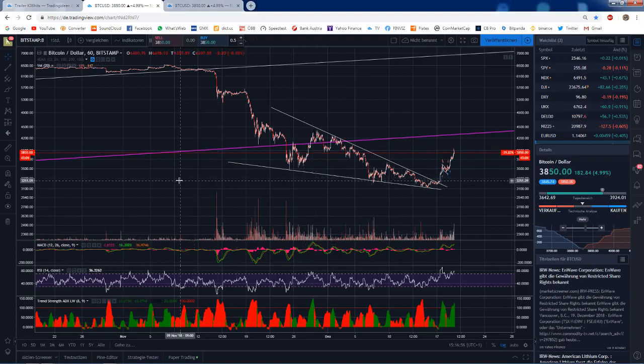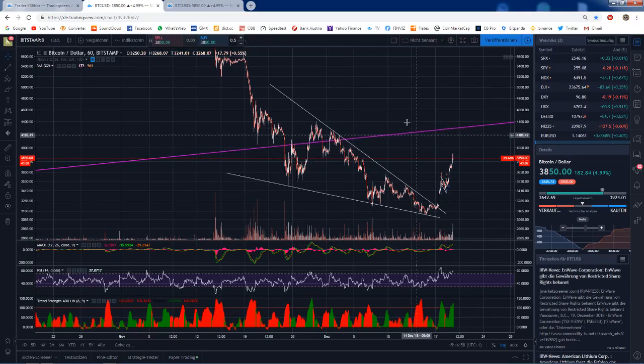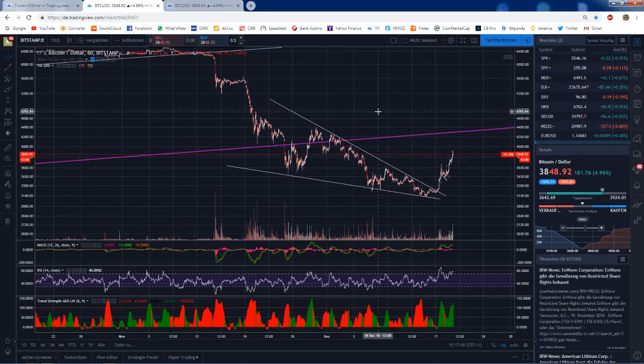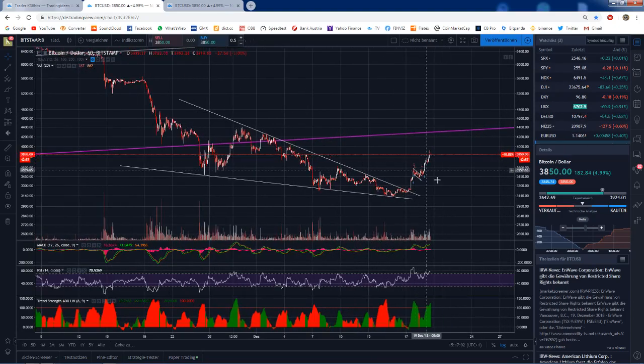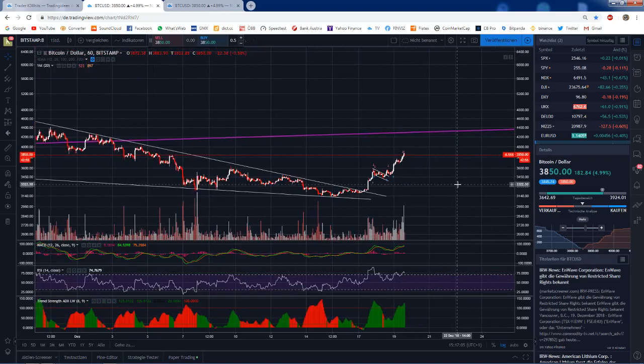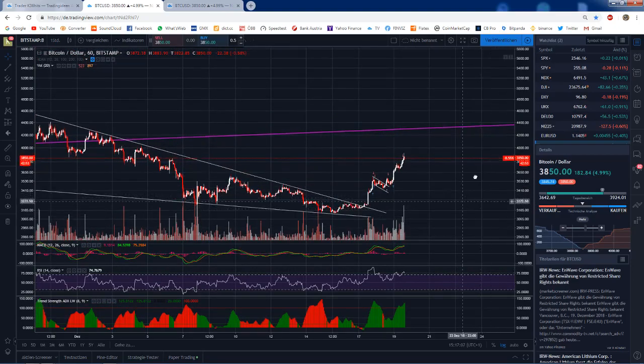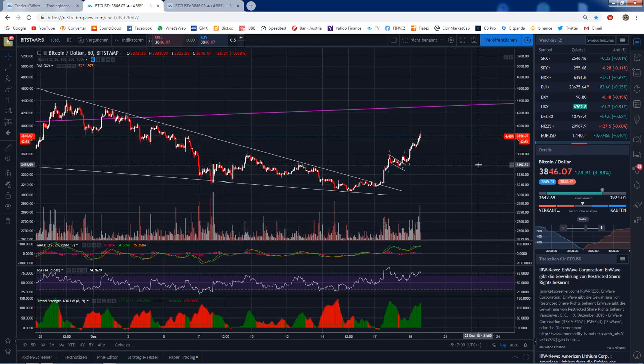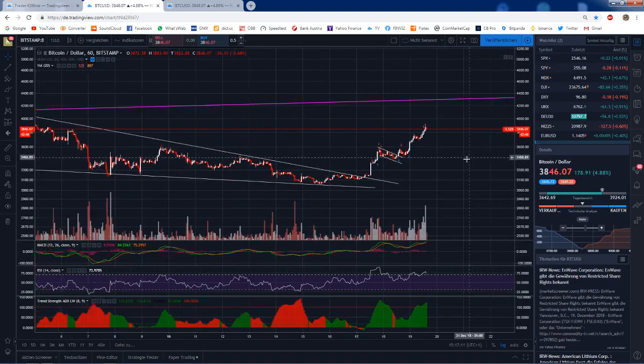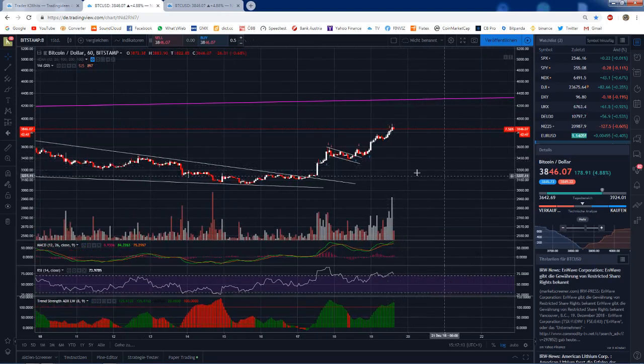Today I will be going over again one trade I did on Bitcoin. I actually entered it overnight, set in with a stop order and got filled. As you can see, I got filled.